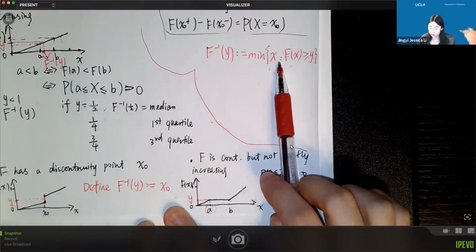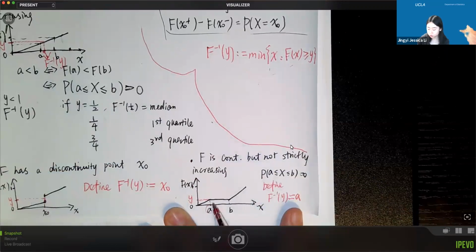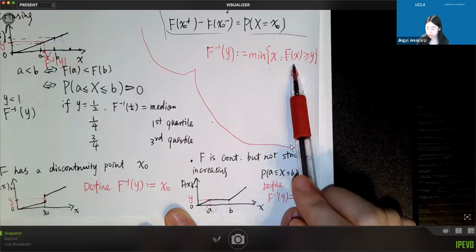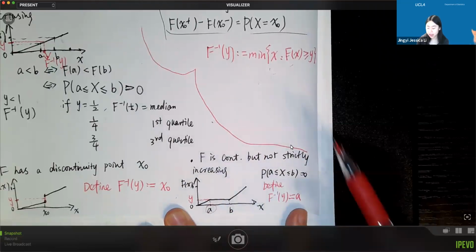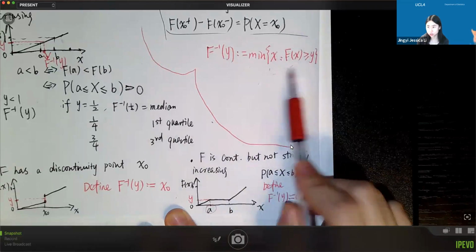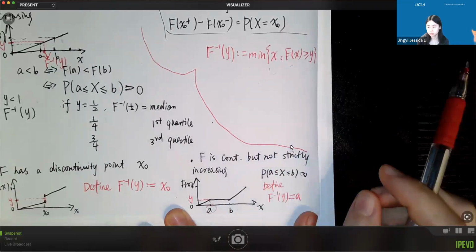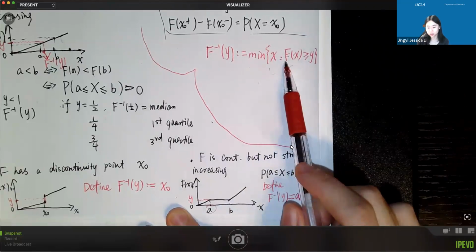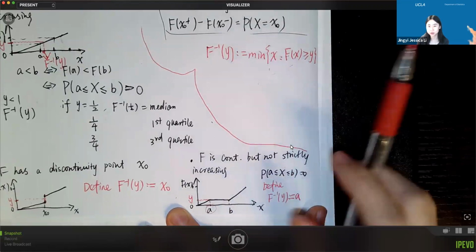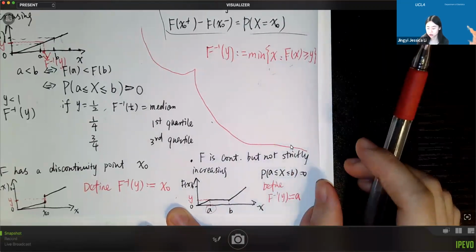In the third case, for the whole region from A to B, their F(x) value will be equal to y. So they all satisfy this inequality. And among these x values from A to B, I pick the minimum, and that gave me A. So for all the three cases, I can unify them by this definition of the quantile function. And this is very useful if you know this strict definition of the quantile function. You can see it will make a lot of sense when you use quantile in the future.